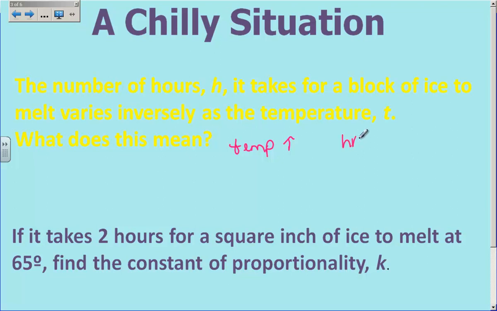Then the number of hours it takes for my block of ice to melt decreases, because the hotter it gets, the faster my ice will melt. So the amount of time it takes for it to melt decreases. So as one of my variables increases, the other one decreases. Now they're doing opposite things. And when you have 2 variables and one is increasing and the other is decreasing, they're not doing the same thing, then what you have is called inverse variation.